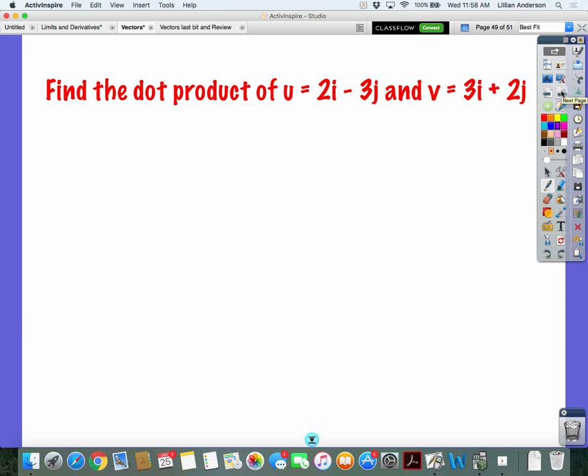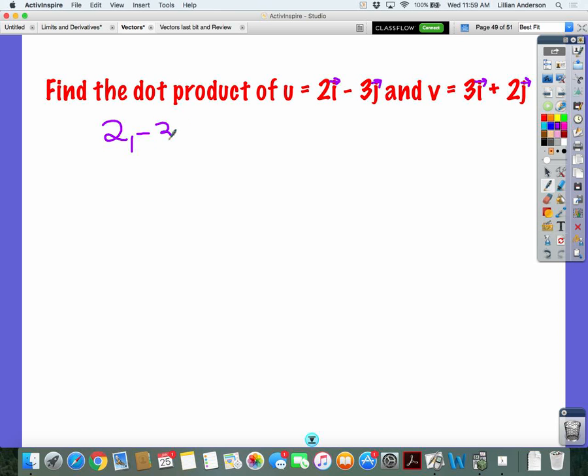All right, so find the dot product of these two: u, 2i minus 3j, and 3i plus 2j. We are finding the dot product. We are not finding any angles. I'm just reinforcing this concept. Dot product is as simple as that.